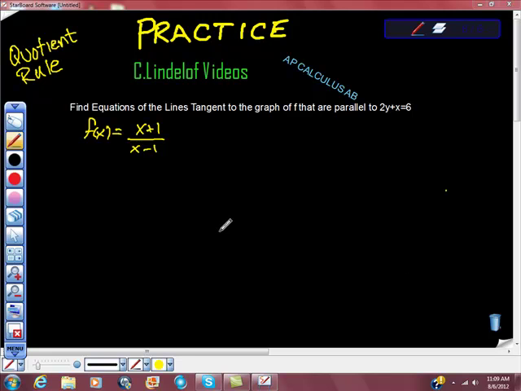So, AP Calculus AB quotient rule problem here. We're asked to find the equations of the lines tangent to the graph of f that are parallel to the line 2y plus x is equal to 6. So this looks like a lot of work to do here. Not necessarily really difficult, but a lot of work to do nonetheless.